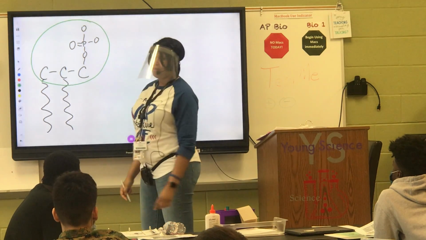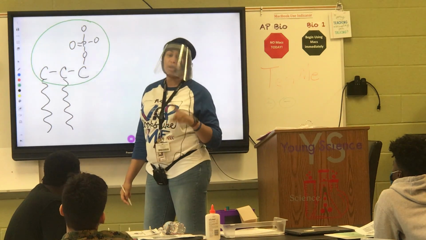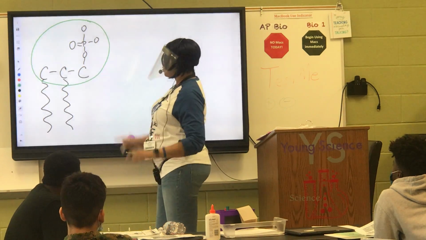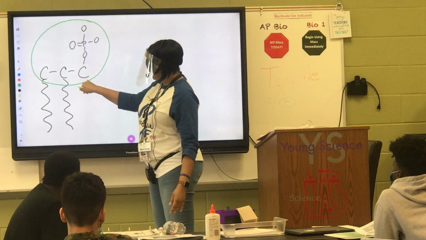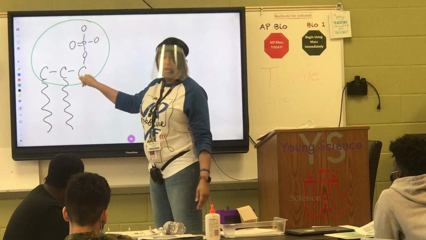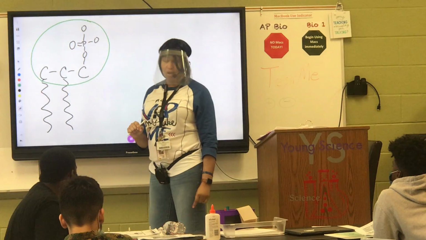If it would have had 3 tails, 3 fatty acids, it wouldn't be a phospholipid, it would be a triglyceride. Okay? So that's the difference between triglyceride and phospholipid. Triglyceride has 3 fatty acid chains, whereas with the phospholipid, one of those fatty acid chains has been replaced with the phosphate group.